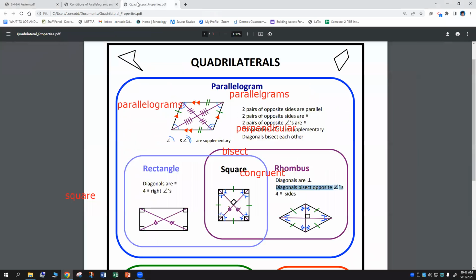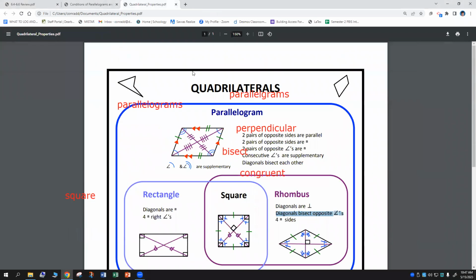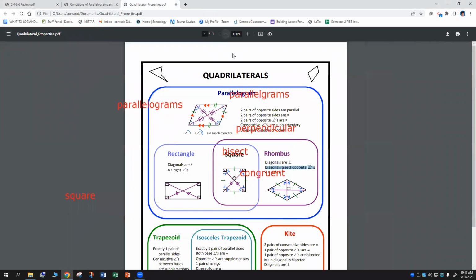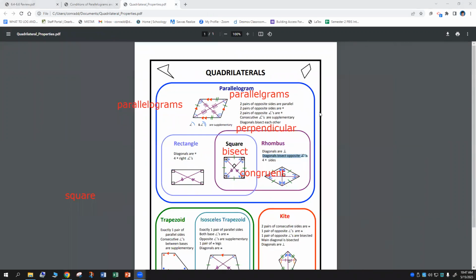And we can see all that on our property sheet here. Right, I can zoom out a little, right? You got all these are quadrilaterals. Here's your parallelograms. You notice in the parallelogram circle, you have rectangles, rhombus, and squares, right? So all of these have properties of parallelograms. Rectangles, there's your diagonals are congruent. There's your rhombus, diagonals are perpendicular and bisect opposite angles. And then there's square in the middle. It has the properties of rectangles because it's a rectangle. It has properties of a rhombus because it's a rhombus. And it has properties of a parallelogram because it's a parallelogram.